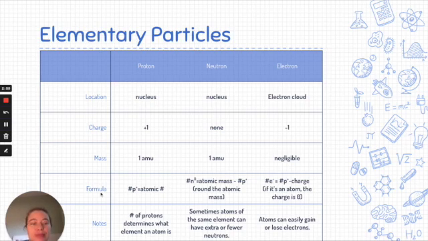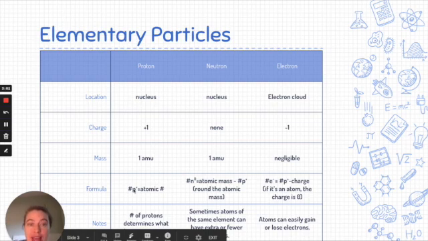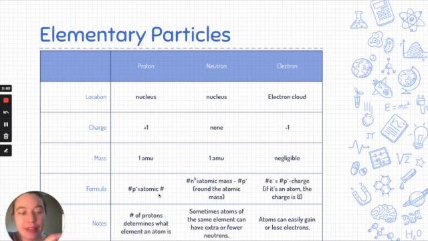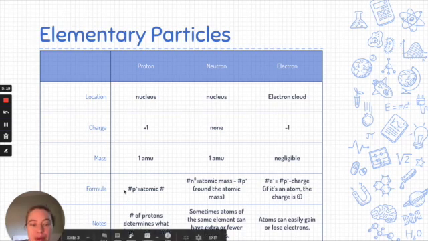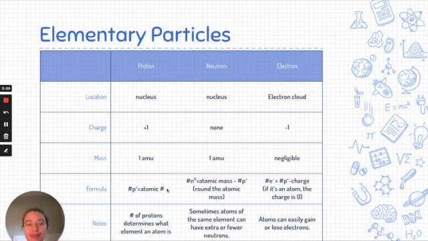So our formula here is that the number of protons that an atom has is equal to its atomic number. So for example, if I look at my periodic table and I find hydrogen on there, hydrogen is element number 1, right? Its atomic number is 1, so it has 1 proton. Simple. So the number of protons is the atomic number. So that's going to be a whole number. It'll be somewhere between 1 and 118.